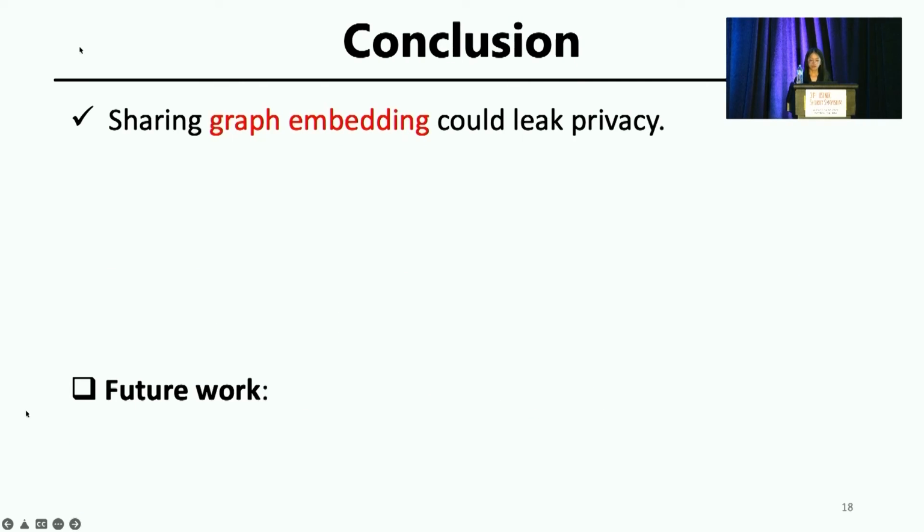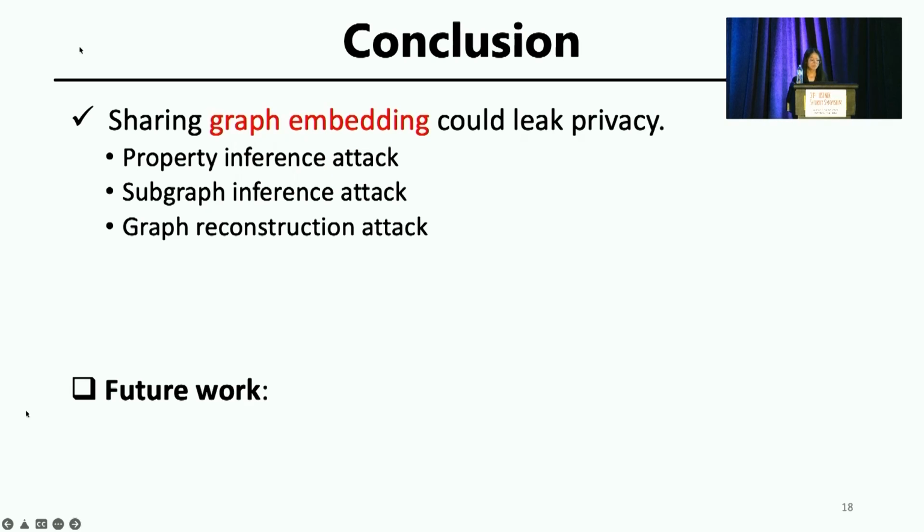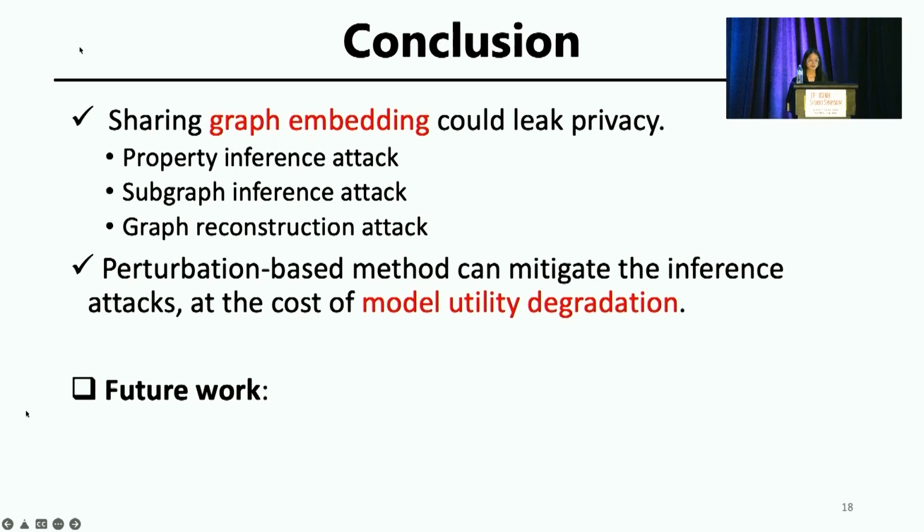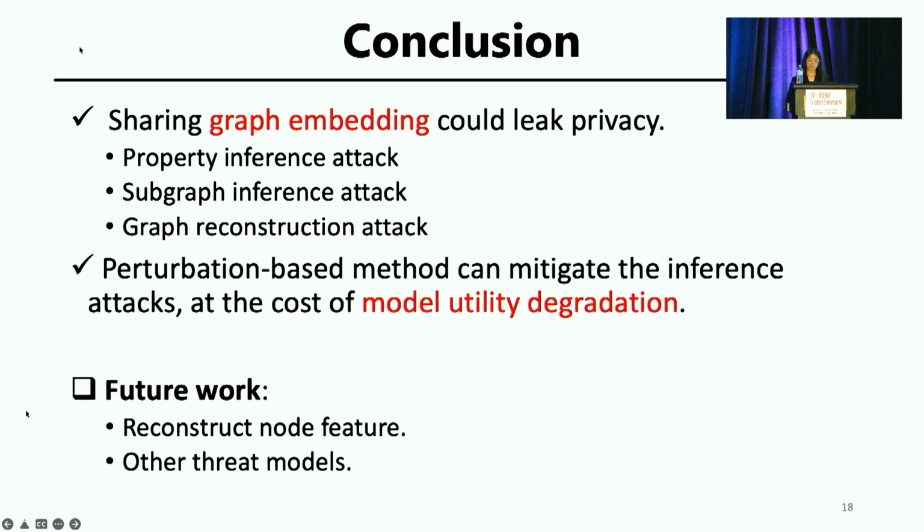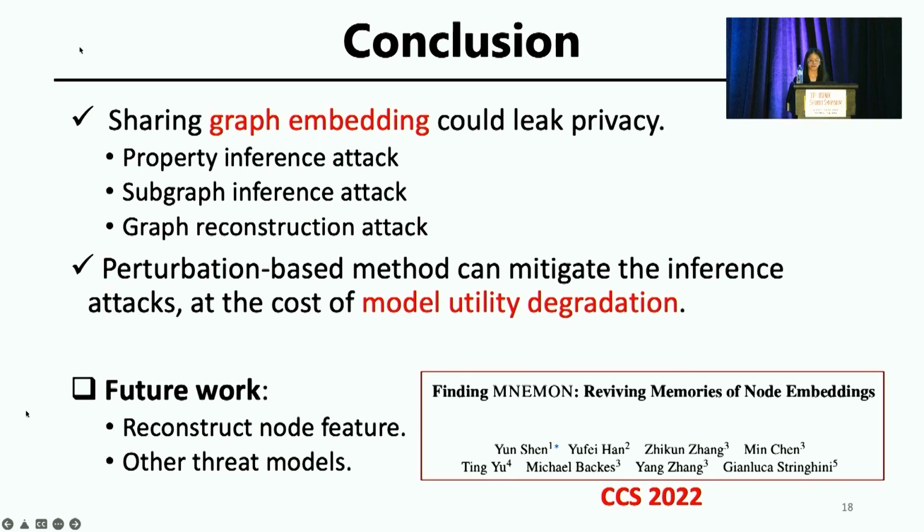So to conclude, through our attacks against the graph embedding, we found that directly sharing graph embedding is not safe. And we show that perturbation-based methods can mitigate the inference attack, but sometimes at the cost of model utility degradation. In this paper, we only consider reconstructing the graph structure. One interesting future work might be reconstructing node features as well. Besides, when an adversary can access different information, will leakage be more severe or not? It's also very interesting. And we have evaluated graph recovery attack against the node embeddings. For more details, you can check our paper Finding Nemo.